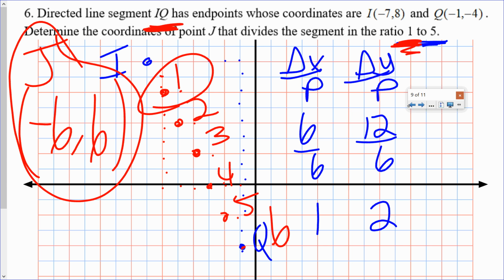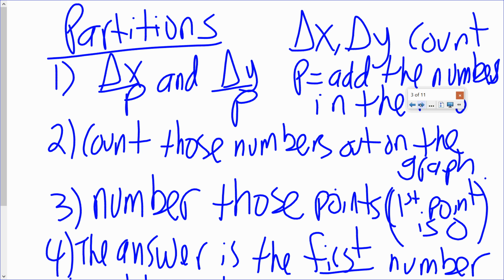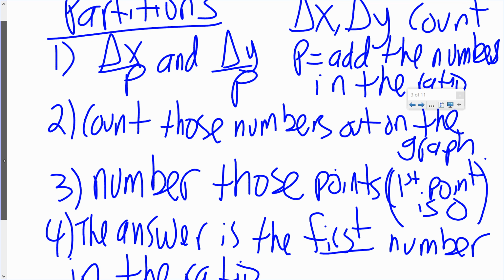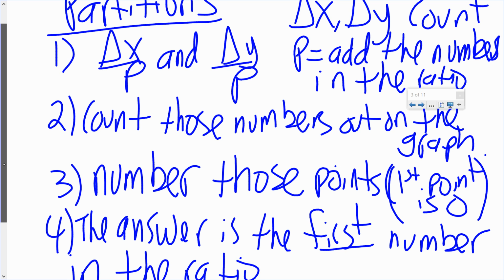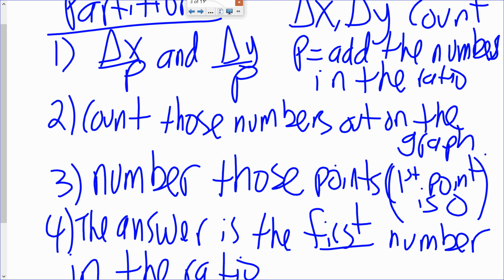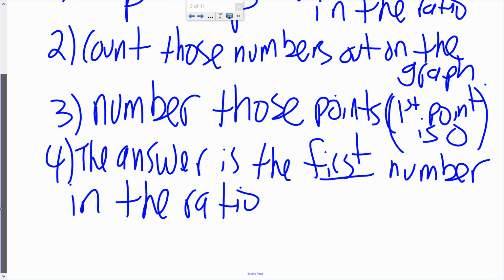So, again, for partitions, I can partition a line segment using delta x over p and delta y over p and counting on the graph. Again, the notes are here. We're finding delta x over p and delta y over p. Delta x and delta y we're counting. P, we're adding the numbers in the ratio. We are then counting those numbers out on the graph, whatever we got in that first part. We're numbering the points. The first point is 0. And then the answer is the first number that's written in the ratio.